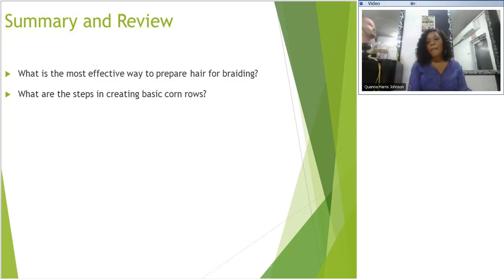And what are the steps in creating a basic cornrow? The steps in creating a basic cornrow, as we said before, we are going to shampoo the hair, we are going to section the hair, we are going to part section the hair, then we are going to subsection the hair, and we are going to do our three strand cornrows. We can either do it visible or we can do it invisible, the underarm technique or the overhand technique.